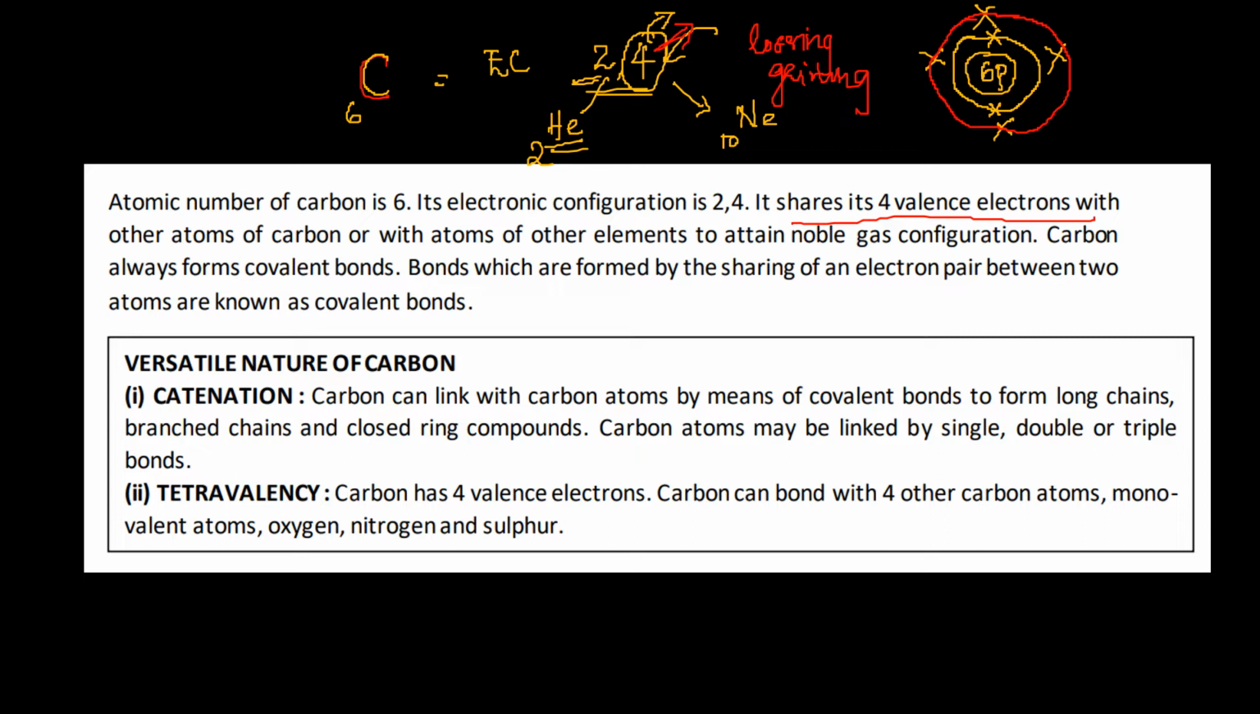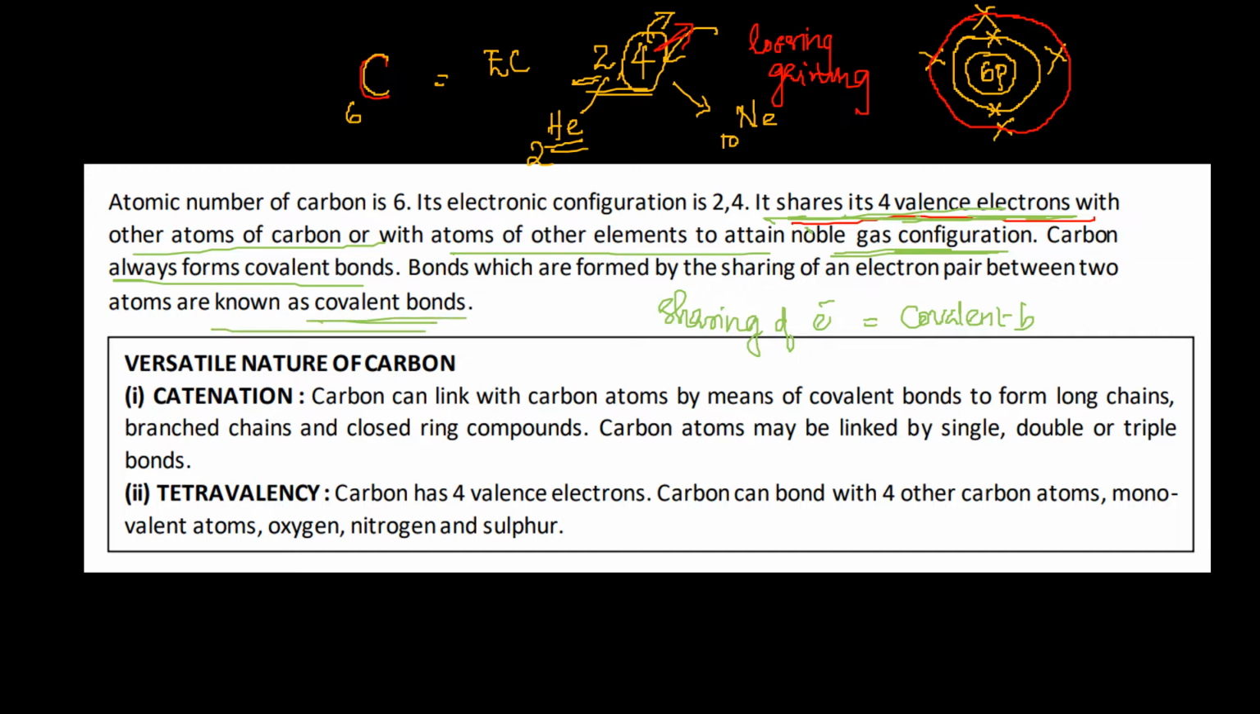So what will it do? It will share its 4 valence electrons with other atoms of carbon or with atoms of other elements to attain the noble gas configuration. So that means sharing of electrons. The bond formed by sharing of electrons is called a covalent bond. Carbon always forms covalent bonds. Bonds which are formed by sharing of an electron pair between two atoms are called covalent bonds.